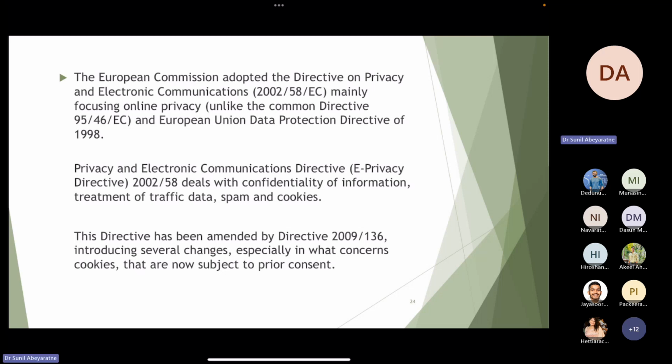So, the Privacy and Electronic Communication Directive deals with confidentiality of information, treatment of traffic data, spam, and cookies. So that is how we get these new cookie policies. This directive has been amended by Directive 2009/136, introducing several changes, especially in what concerns cookies that are now subject to prior consent.